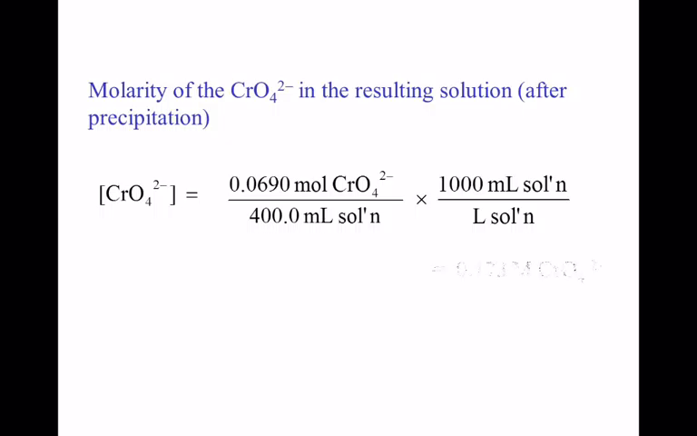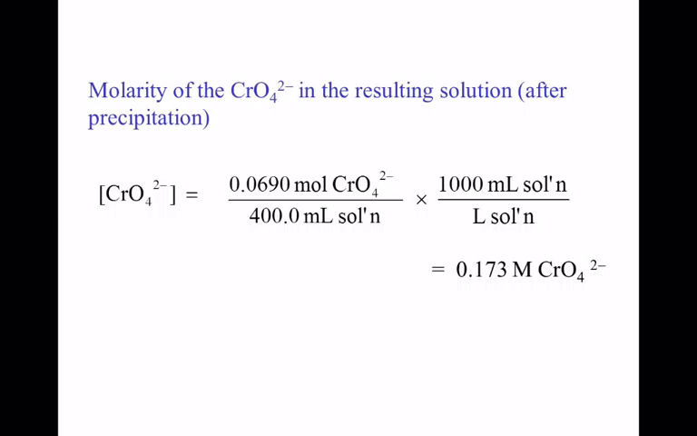How do we pick up another sig fig? I think it should be 4 sig figs according to that, but I only got 3 here. I can live with that. The molarity after precipitation occurred of the chromate in solution is 0.173 moles per liter.